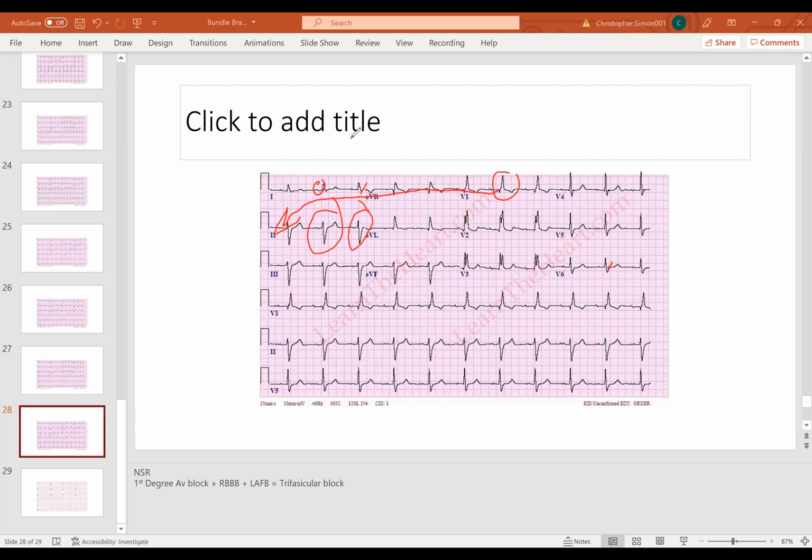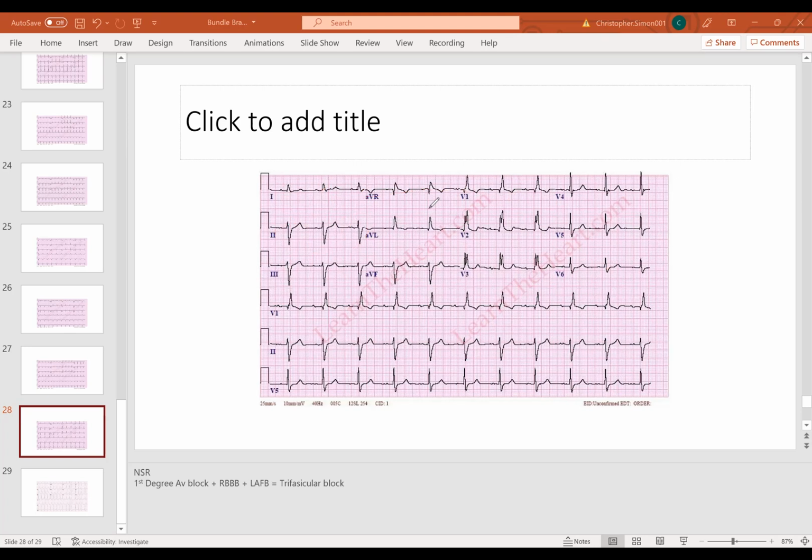You have a left anterior fascicular block when lead 2 has a net negative deflection in the presence of a right bundle branch block or a left axis deviation. And if you really look, lead 1 and AVF is a left axis deviation also.